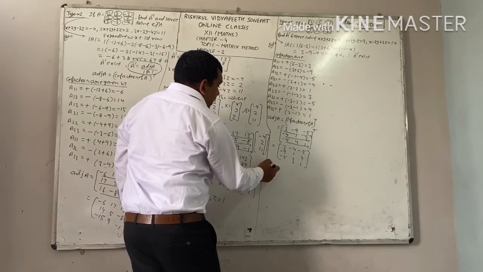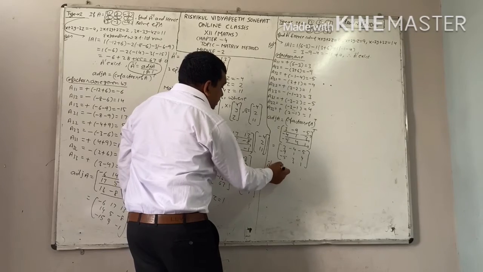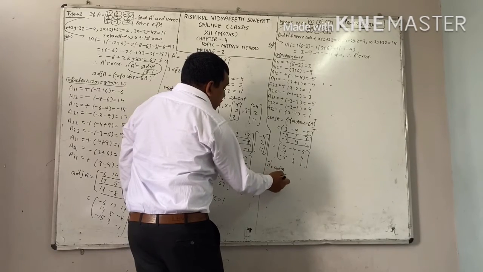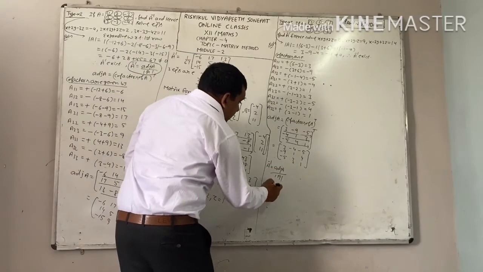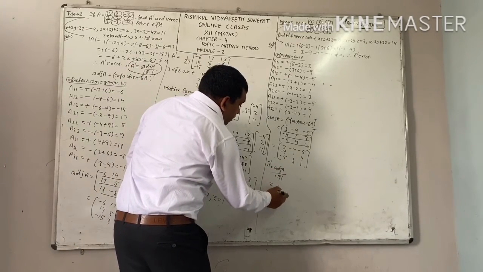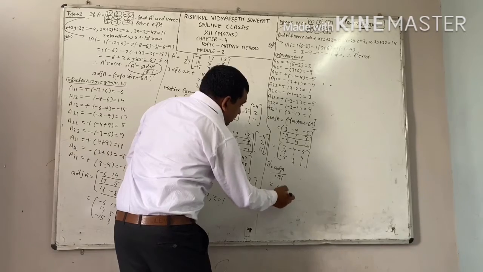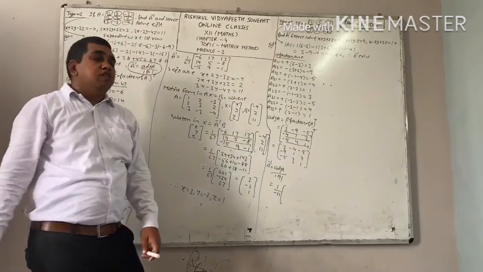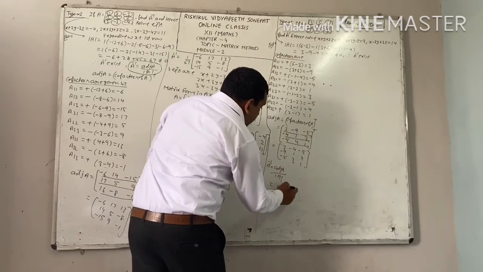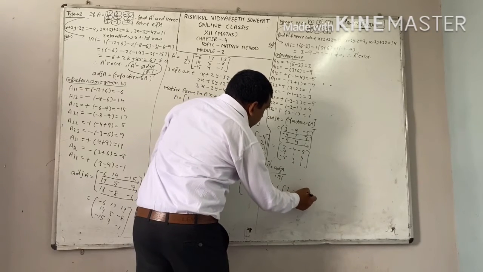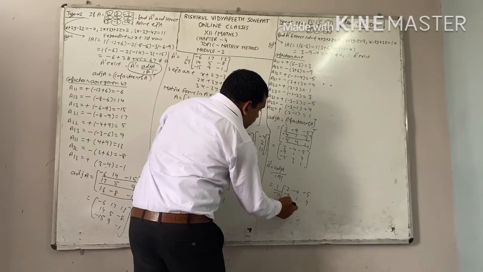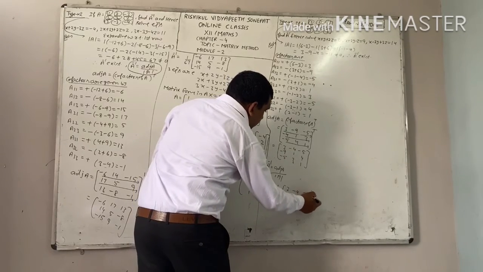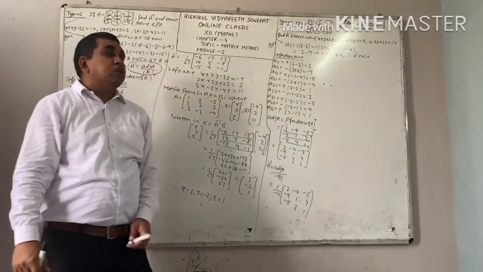Now A inverse. The A inverse formula is adjoint of A upon determinant of A. This is your adjoint of A divided by determinant of A. Determinant of A is minus 11. Therefore, A inverse equals 1 by minus 11 times the matrix [3, minus 4, minus 5; minus 9, 1, 4; minus 5, 3, 1]. This is our first part of the question.